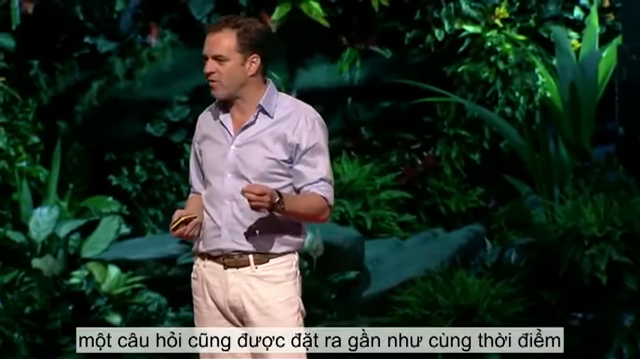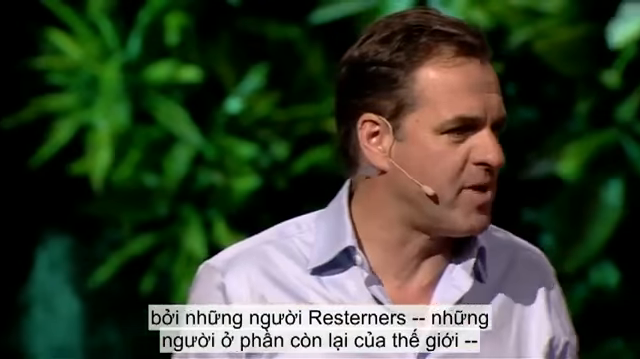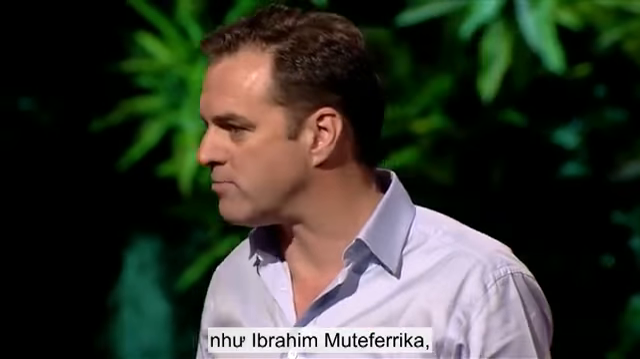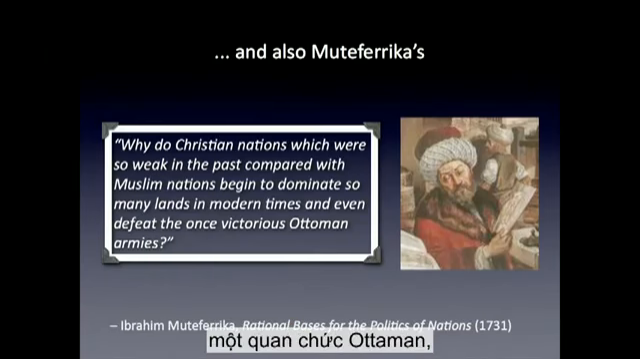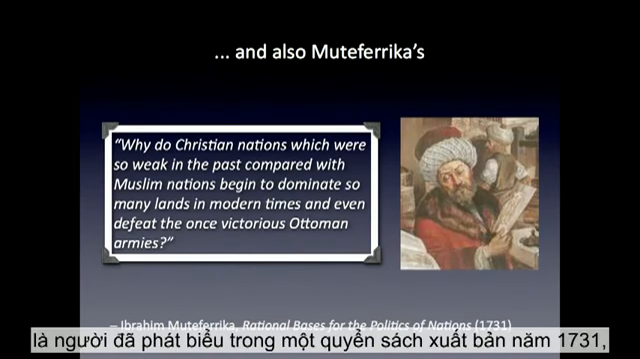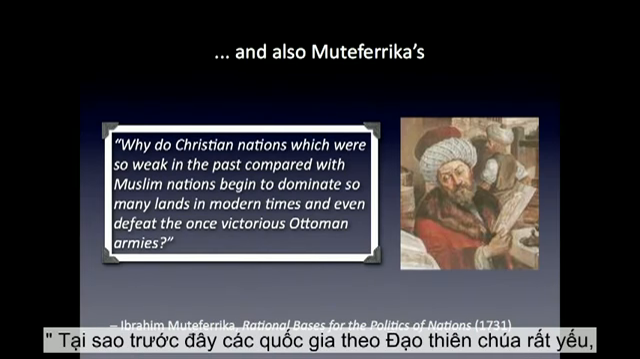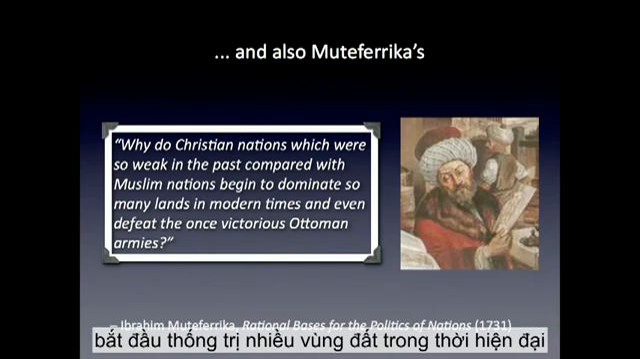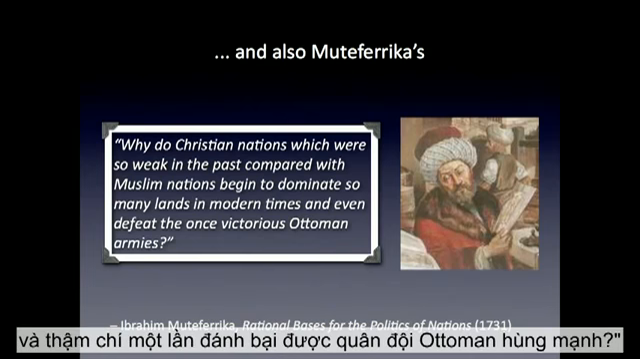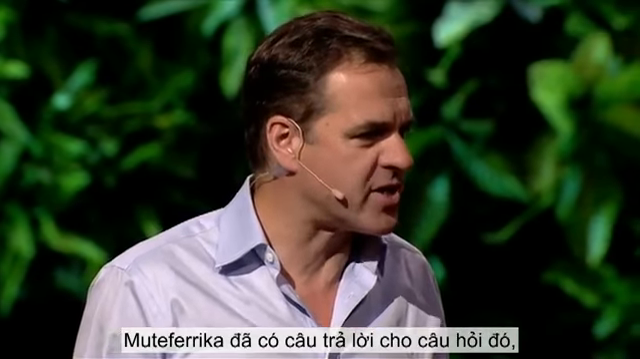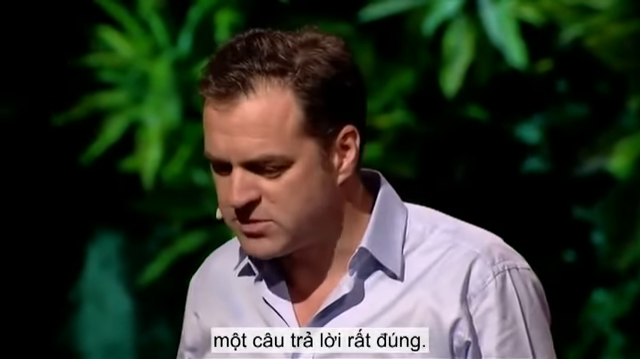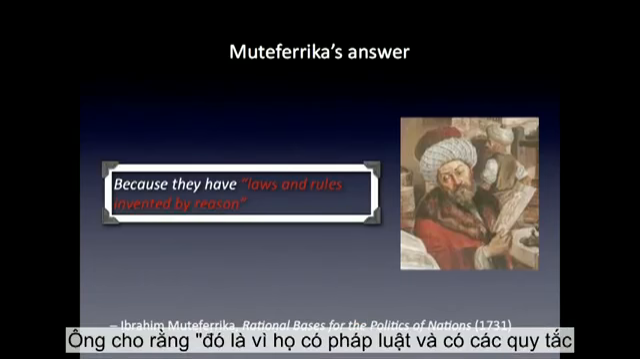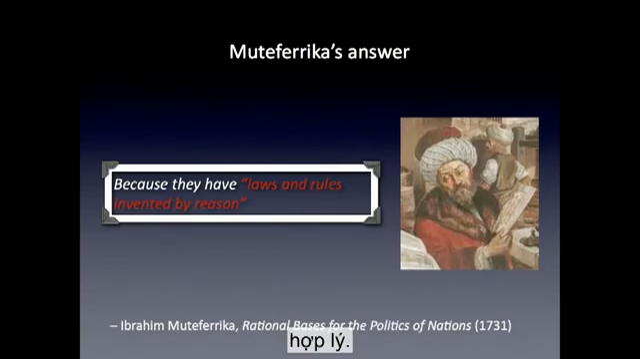And you know what? It was also being asked at roughly the same time by people in the rest of the world, like Ibrahim Mutafarrika, an Ottoman official, the man who introduced printing very belatedly to the Ottoman Empire, who said in a book published in 1731, "Why do Christian nations which were so weak in the past compared with Muslim nations begin to dominate so many lands in modern times and even defeat the once victorious Ottoman armies?" Unlike Rasselas, Mutafarrika had an answer to that question, which was correct. He said it was because they have laws and rules invented by reason.